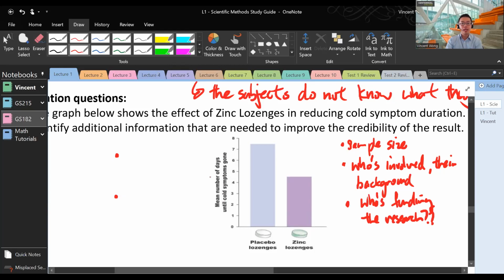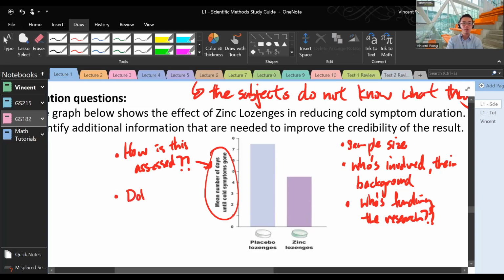Methods, yes. So like number of days until cold symptoms were gone, right? How is this assessed? Right? Like, is this just self-reporting? Do you have a doctor assess them? Is there a worksheet that you fill, a checklist that you fill in? How is it done, right? Another thing that we want to look at is, was it double blind? Double blind, right? Okay, so all these things.